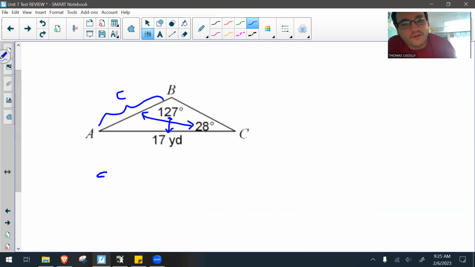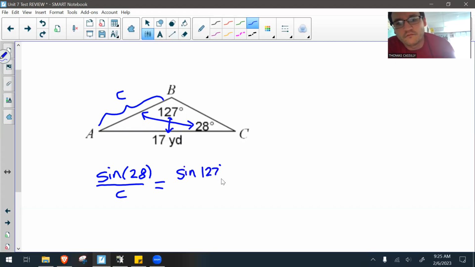So we are going to have the sine of 28 divided by the side that is across from the 28-degree angle, which in this case we called C. All right, that is equal to the sine of 127 divided by 17.